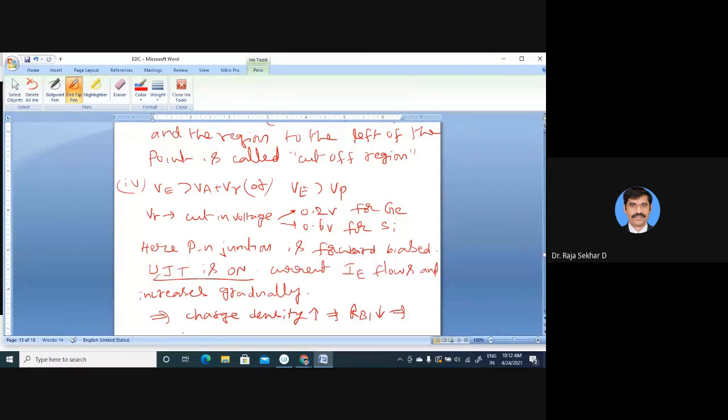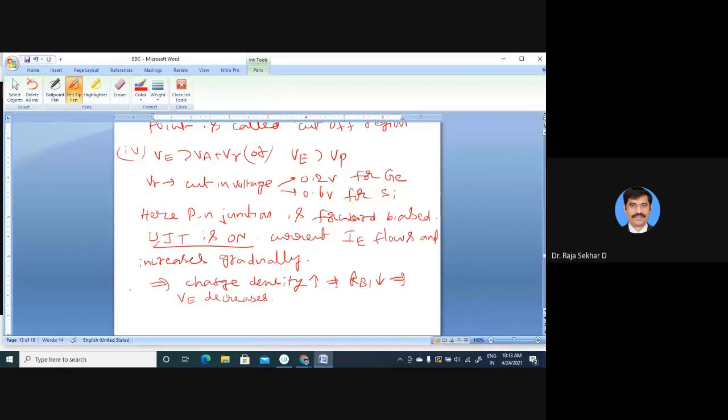When RB1 reduces, VE. What is VE? VE is equal to voltage drop across RB1 plus the junction voltage there. See, observe that figure D. This implies VE decreases. This region is called negative resistance region.